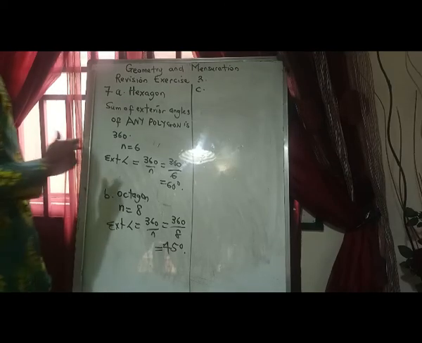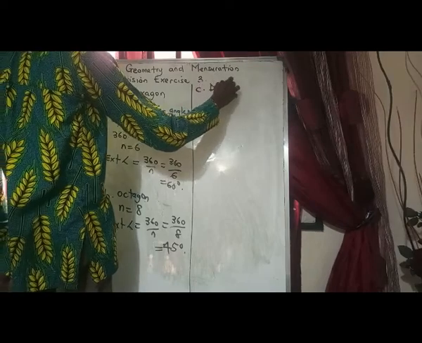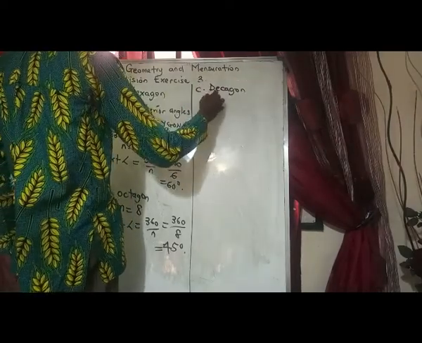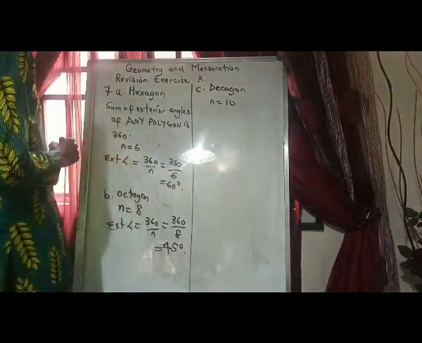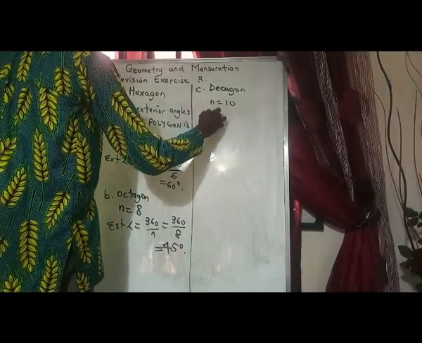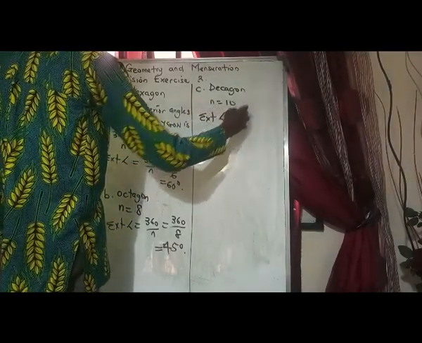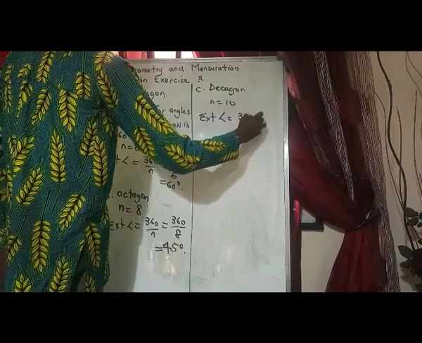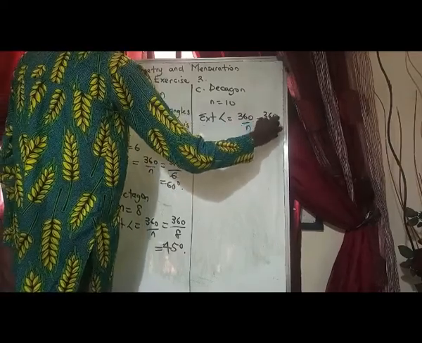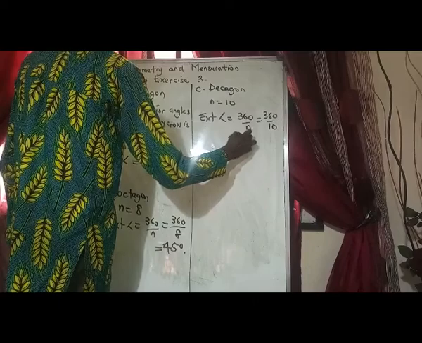In C, we are told that a decagon. Now, decagon will suggest that the number of sides will be what? 10. So the exterior angle will simply be what? 360 divided by n, which will mean 360 divided by what? 10, and that will be 36 degrees.